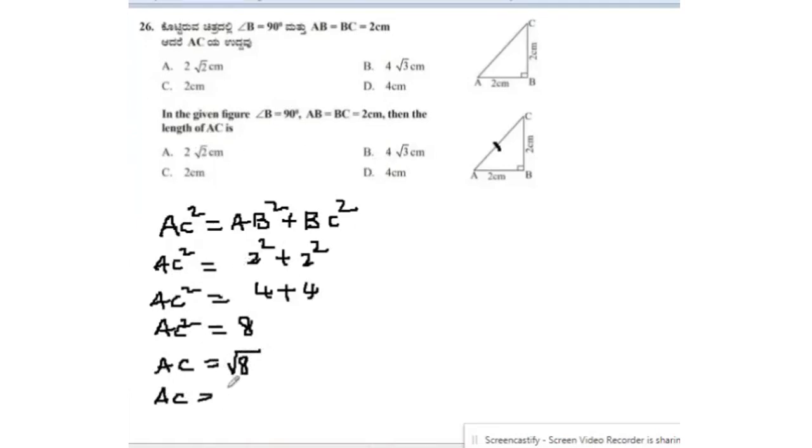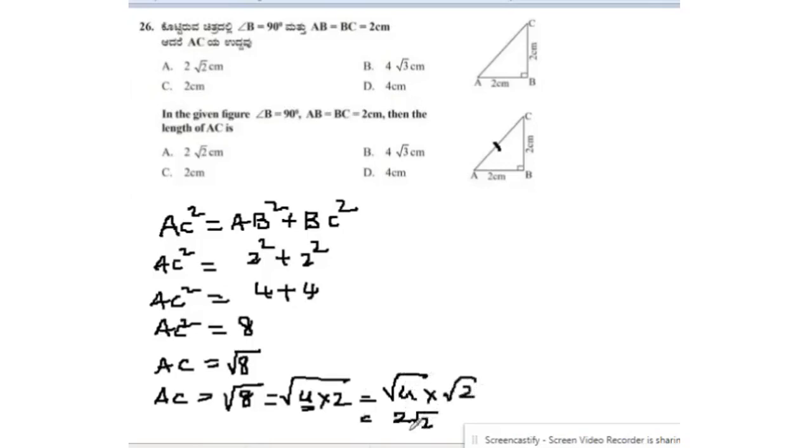No. So we have to write root 8 as root 4 into 2. Separately I am writing it: the square root of 4 is 2, and there is no perfect square root for root 2, so let us leave it as it is. So 2 root 2 centimeters is the correct option. In this, option A is the correct one.